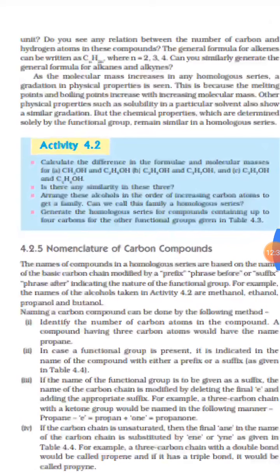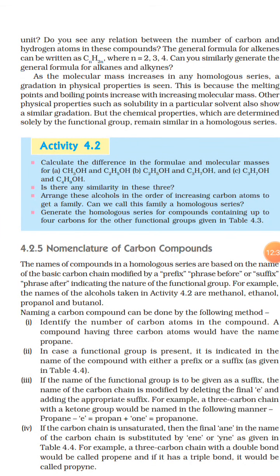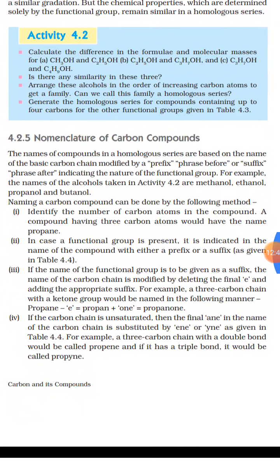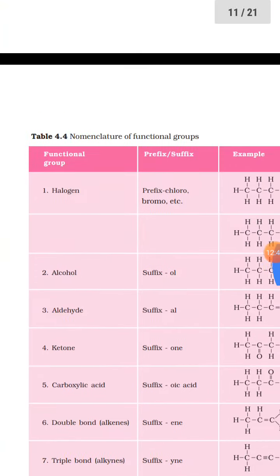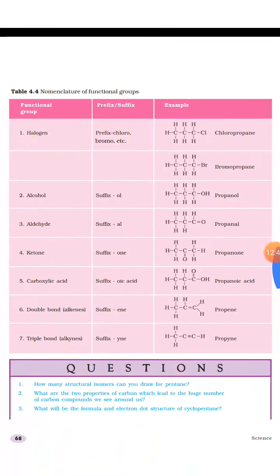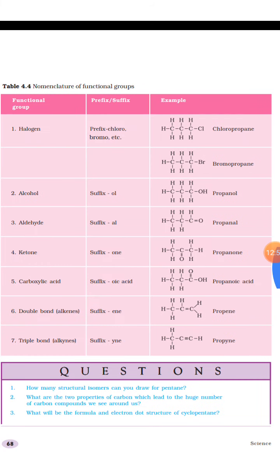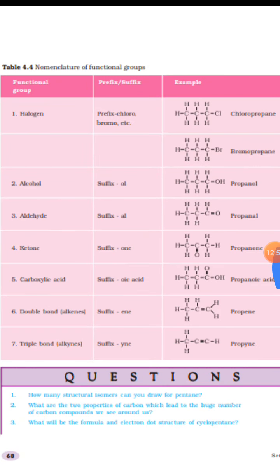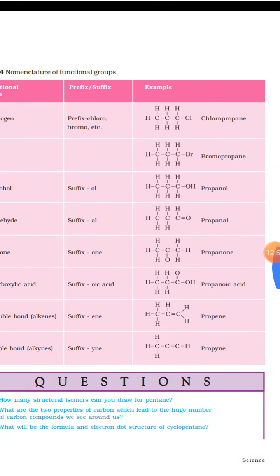in this activity, there is a question asked: generate the homologous series for compounds containing up to 4 carbon atoms for the other functional groups. So you can take any example from this table. The different functional groups given here are halogen, alcohol, aldehyde, ketones, and carboxylic acid.